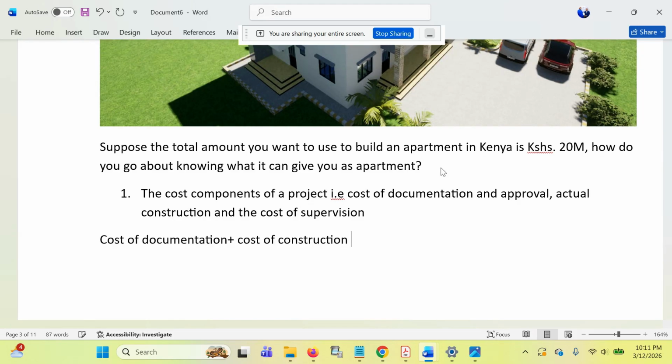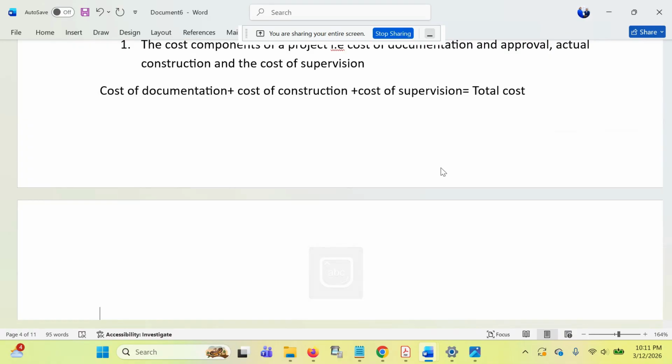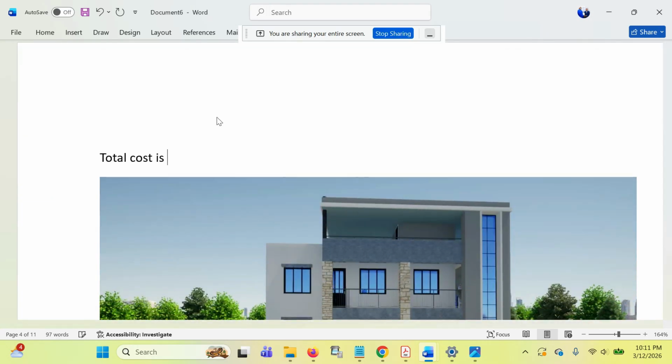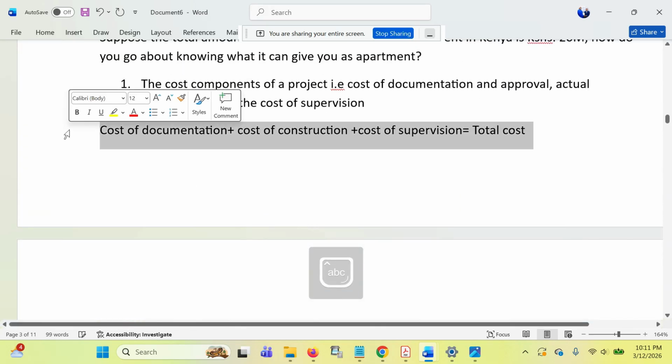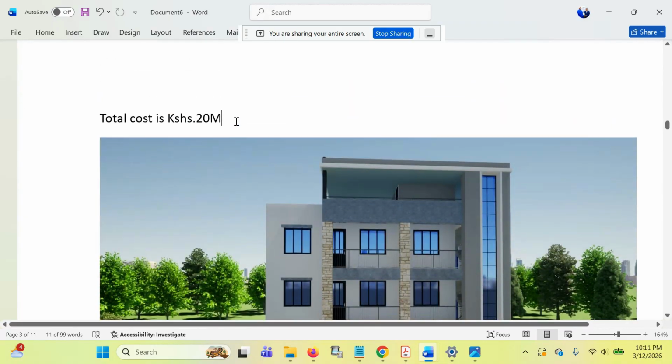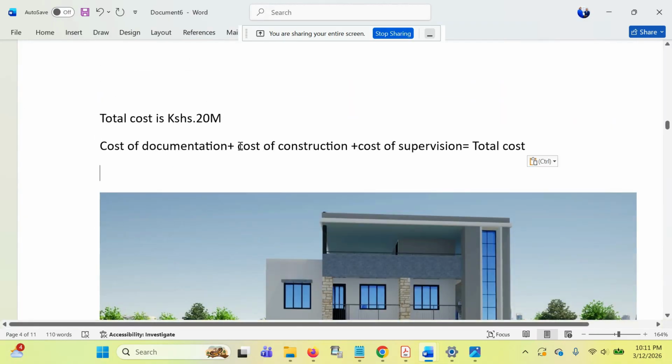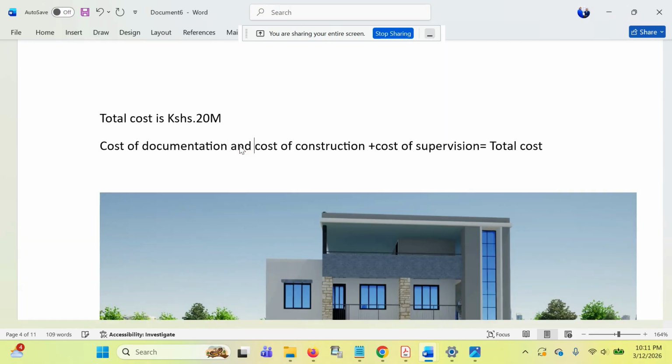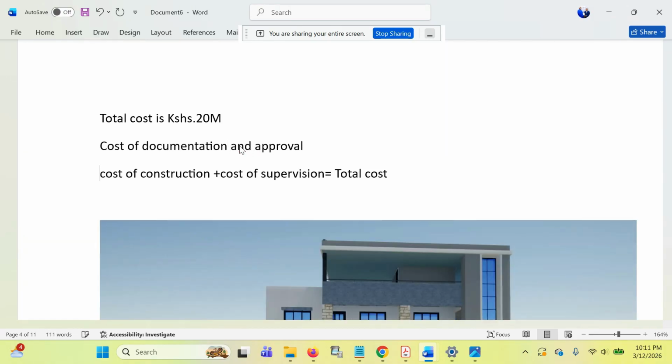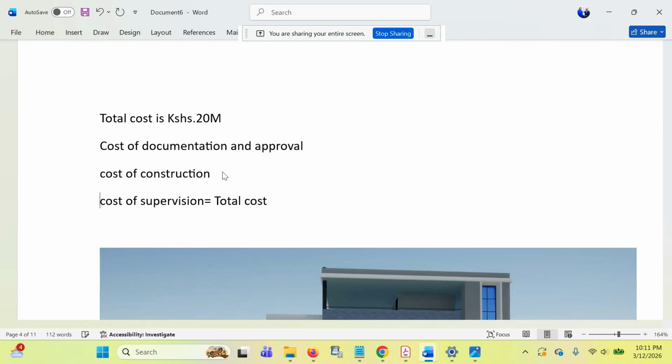So let's look at it. Let's start with cost of documentation plus cost of construction plus cost of supervision. Supervision will give us the total cost. Total cost. So in this case, our total cost is Kenya shillings 20 million.